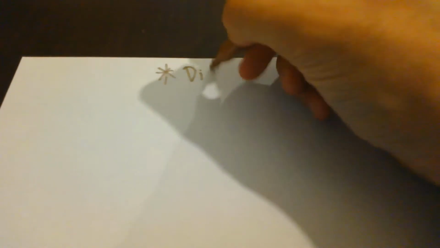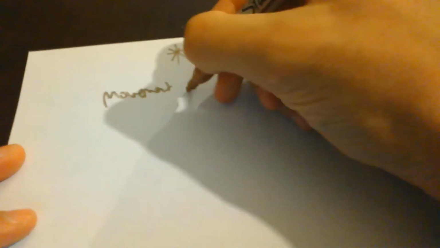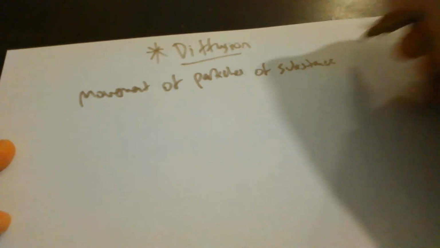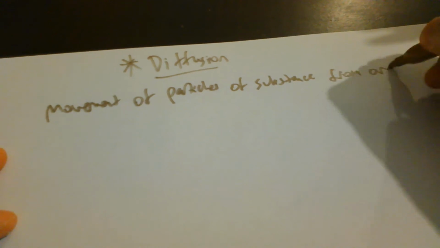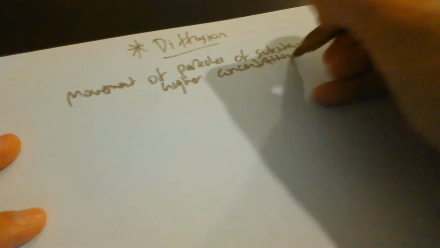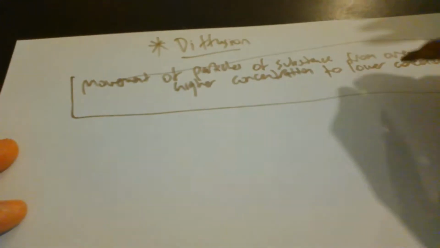Okay, in this video I want to talk about diffusion. I'm sure you've heard of the word diffusion. Well, it's basically the movement of particles of a substance from one area of higher concentration of the substance to an area of lower concentration of the substance. So movement of particles of substance from an area of higher concentration to lower concentration. Okay, that's the definition of diffusion.